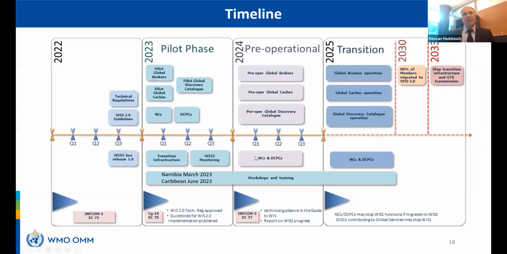The WIS 2 implementation plan. Last year, the technical regulation for WIS 2 was approved by INFCOM 2 and also by the Executive Council last month. We also have release 1.0 beta for the WIS 2 box. We already started a pilot phase for WIS 2.0 for one year, and we have some global services and some WIS 2 nodes already running. We will use this to launch a pre-operational phase next year for one year, in order to be ready for the transition in 2025, with the objective to complete the implementation of WIS 2 by 2030 and to stop the GTS by 2033.